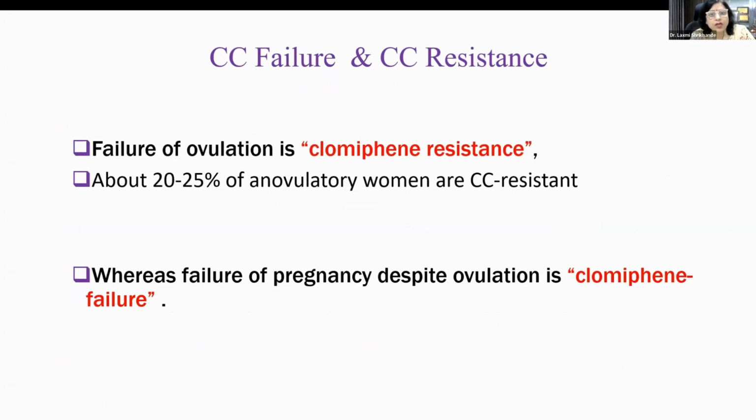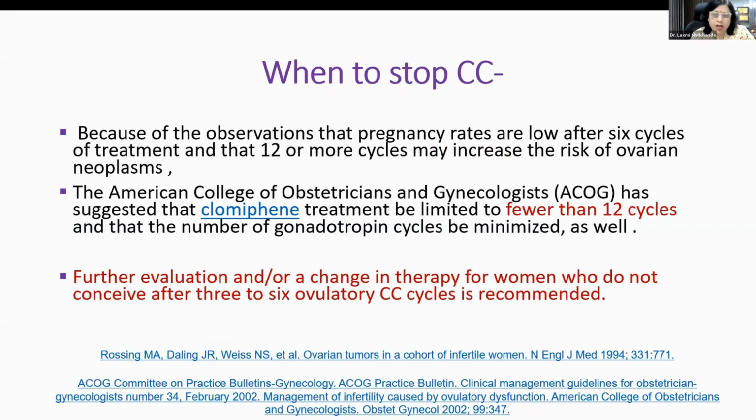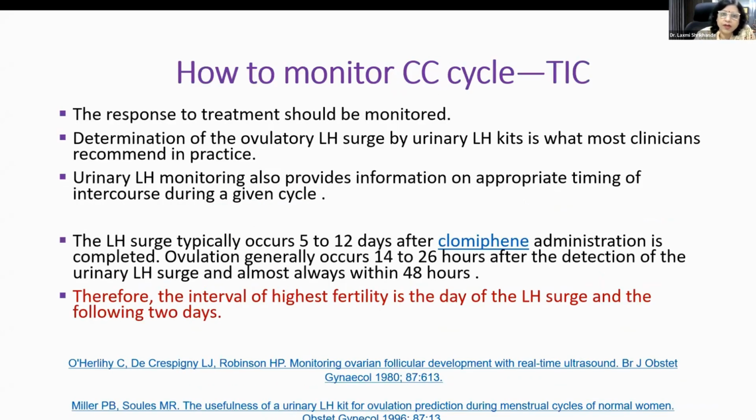Failure of ovulation is clomiphene resistance. This is for about 20 to 25% of unovulatory women who are CC resistant. Whereas failure of pregnancy despite ovulation is clomiphene failure. When should you stop clomiphene citrate? Of course, if you are not getting response within the first 3 to 4 cycles, either you have to change the therapy or you should go on to other modalities of treatment.